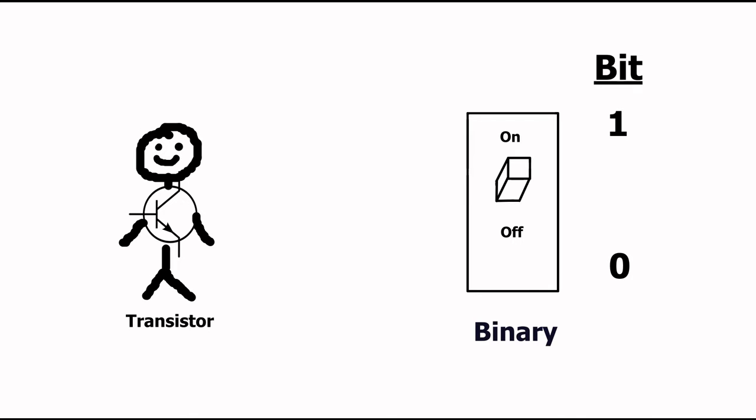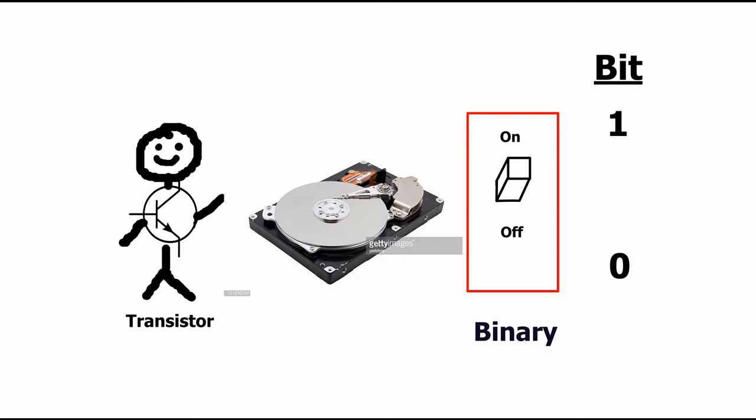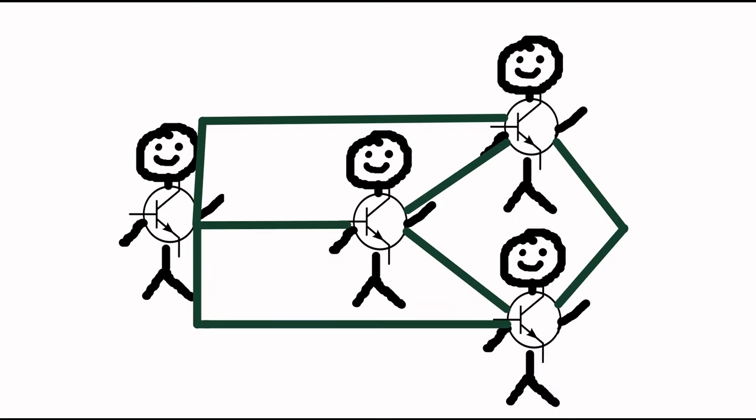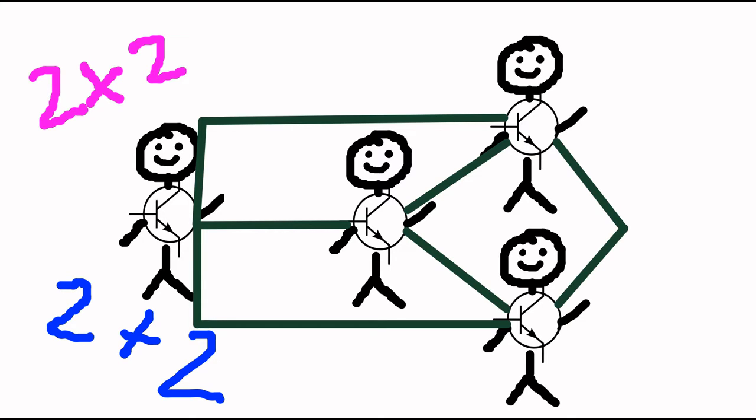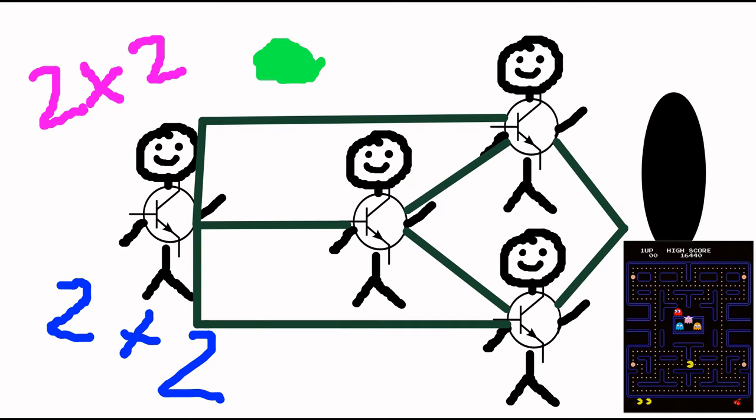Now, a bit may be a transistor, or it may be some kind of on or off switch in a magnetic drive, like a hard drive. By connecting these transistors together, we can do lots of different kinds of stuff, like add or multiply numbers. We can make colors or shapes or play your favorite video game.